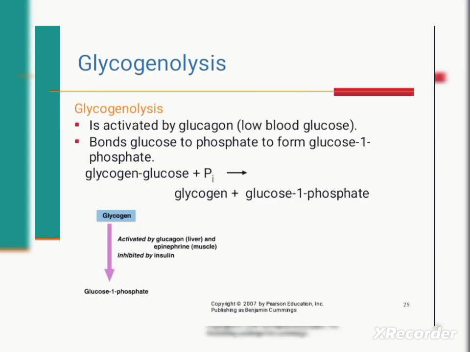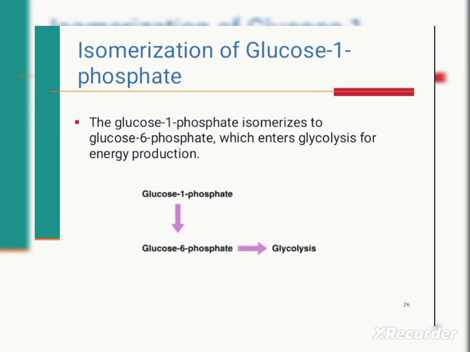Glycogenolysis is activated by glucagon when blood glucose is low. Phosphate is bound to glucose to form glucose 1 phosphate: glycogen gives glucose plus pyruvate, glycogen plus phosphate gives glucose 1 phosphate. Glycogen breakdown is activated by glucagon in the liver and epinephrine in muscle, and inhibited by insulin.